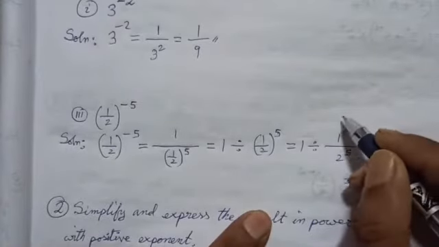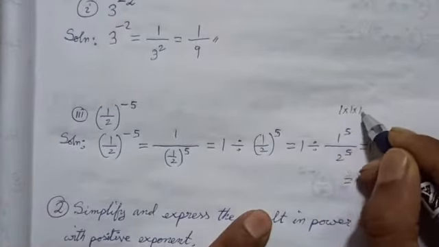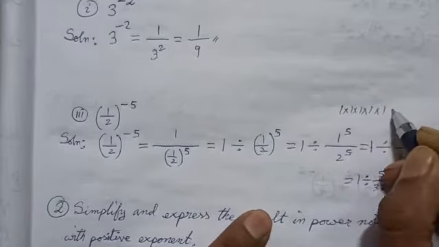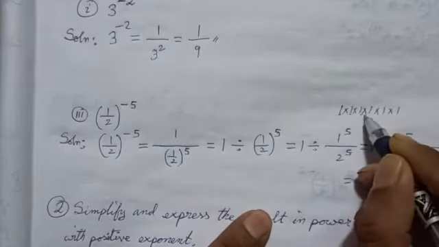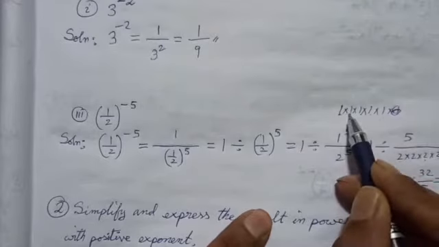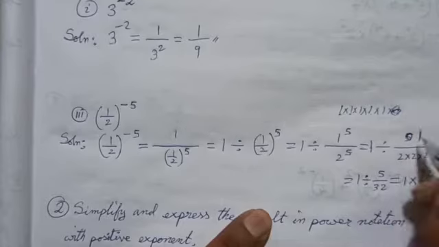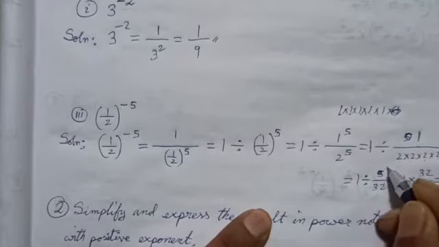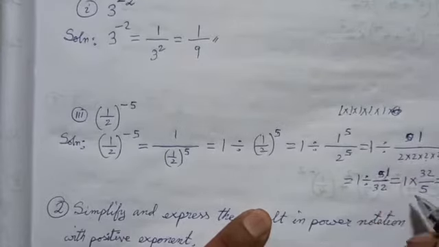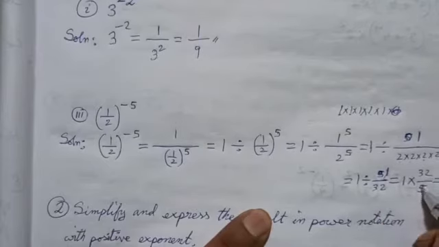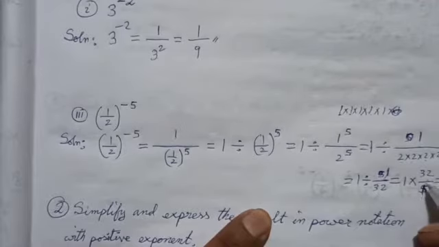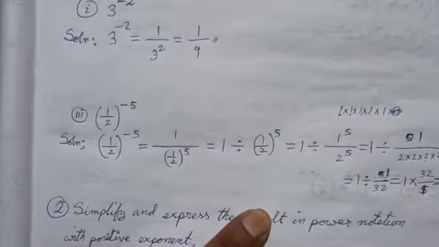1 to the power 5 means 1 into 1 into 1 into 1 into 1, 1 2 3 4 5. 1 times 1 is 1, into 1 is 1, into 1 is 1, into 1 is 1. So this must be 1. So then this must be 1 by 32. If 1 by 32 is interchanged, that is 32 by 1. This is 1. Then 32 by 1, the 1 is leaving, then we'll get 32. So 32 is the answer.